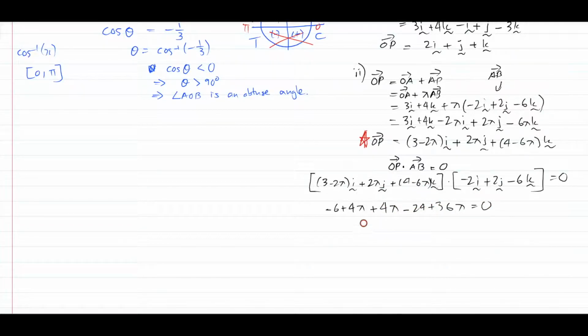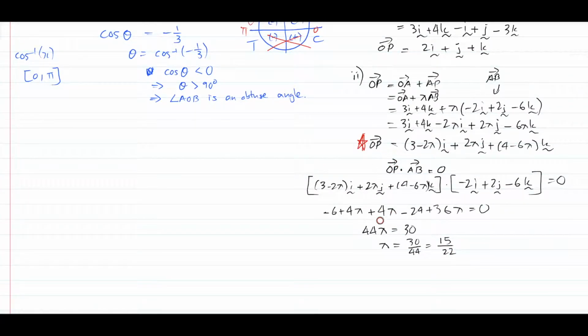Okay, now 4 lambda plus 4 lambda plus 36 lambda, that is 44 lambda. And then we move the 24 and the negative 6 over to the other side, we get 30. So therefore, lambda is 30 divided by 44. We can simplify that by 2 and we get 15 over 22.